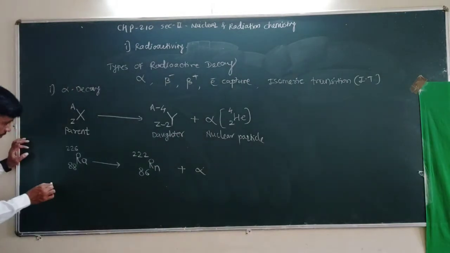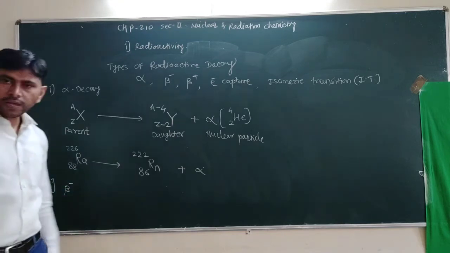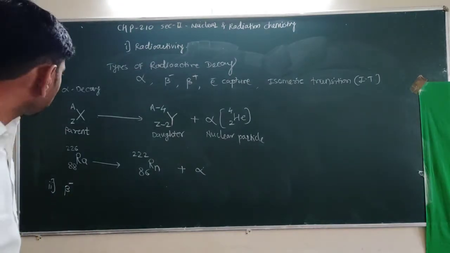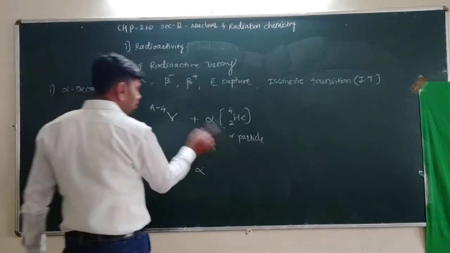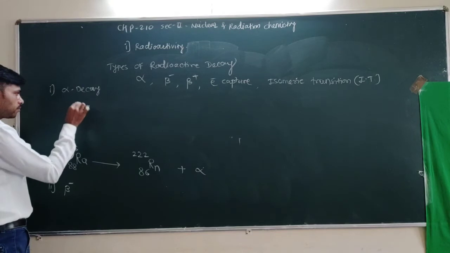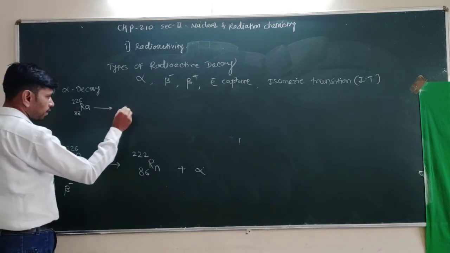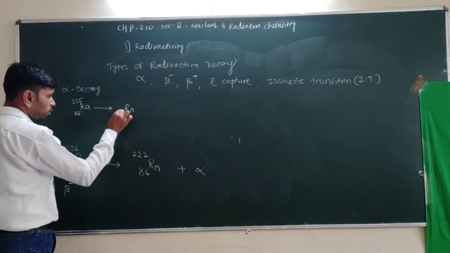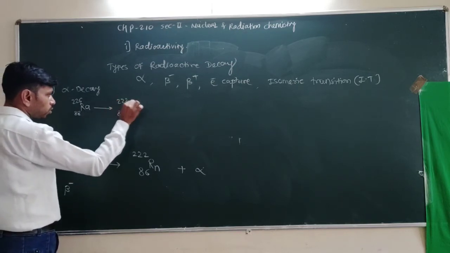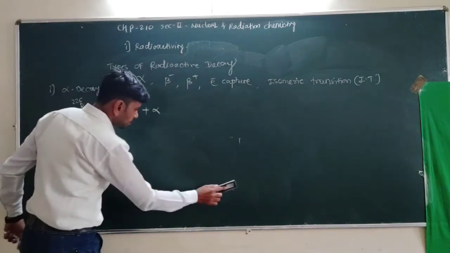Let's see the next decay, which is beta decay. First we are taking beta minus decay. I am writing the example here. Radium 226, 88, by alpha decay is converted to radon 86, 222, and an alpha particle is emitted in the process. Now let's see the beta minus decay.